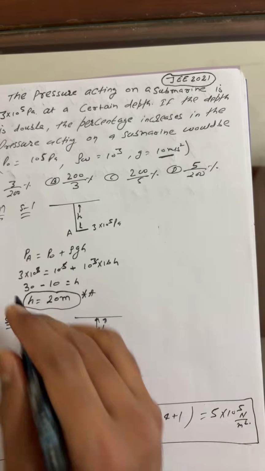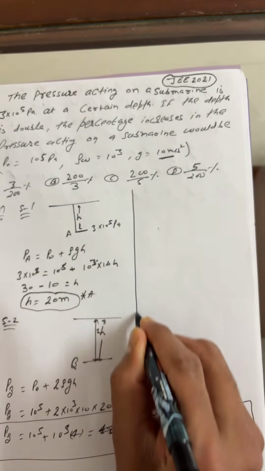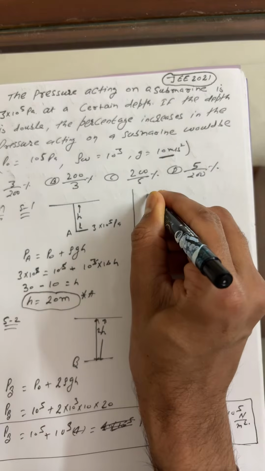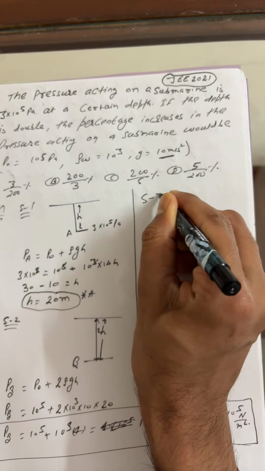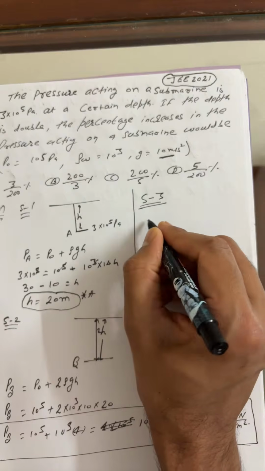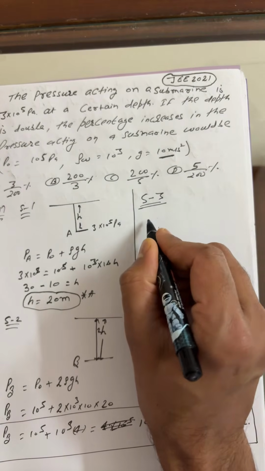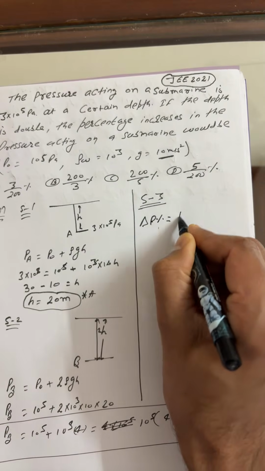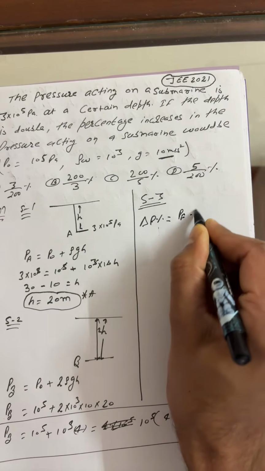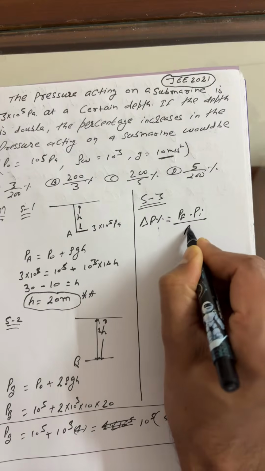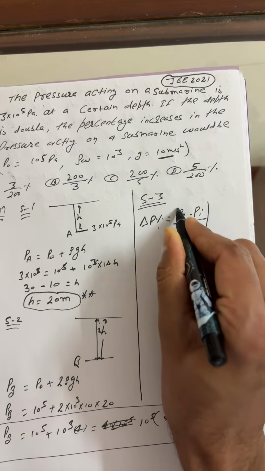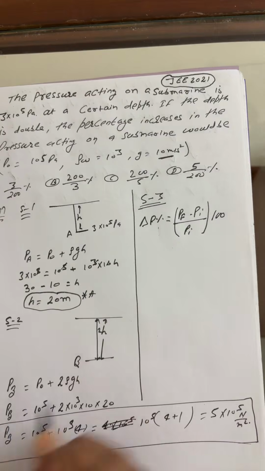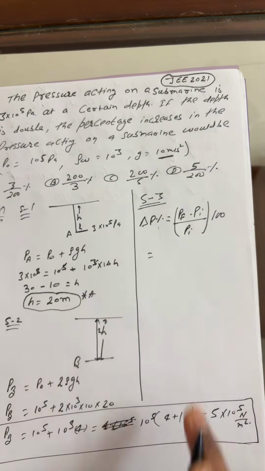So step 1 and 2 are done. Now I'm going to calculate step 3, because they ask what the change in pressure is. We have to write the answer in the form of percentage. So delta P percentage you can write as P final minus P initial upon P initial into 100, right? So what is P final here?